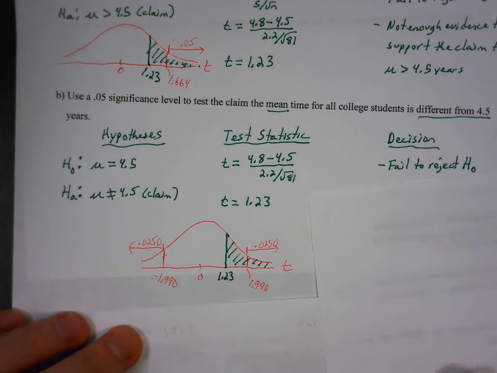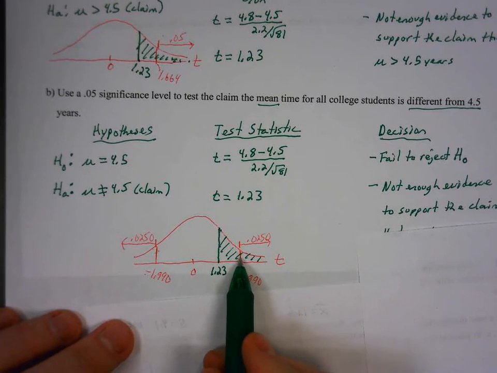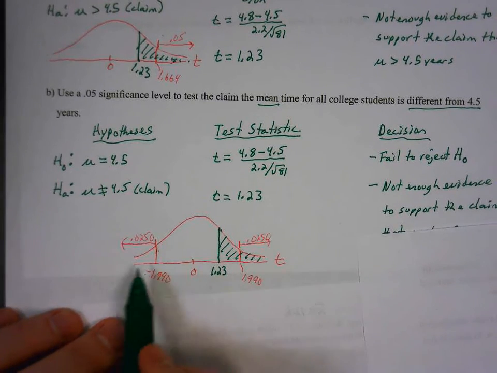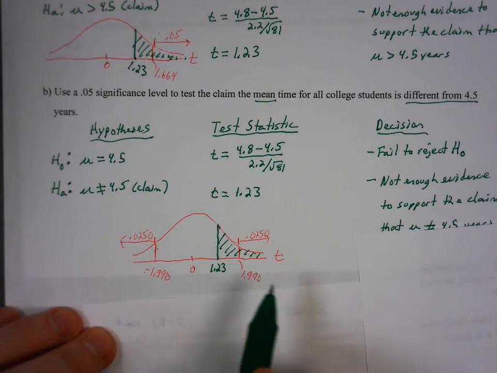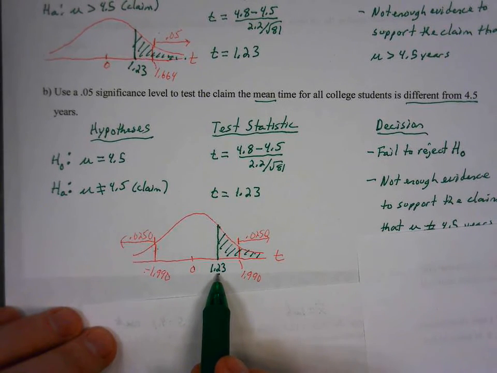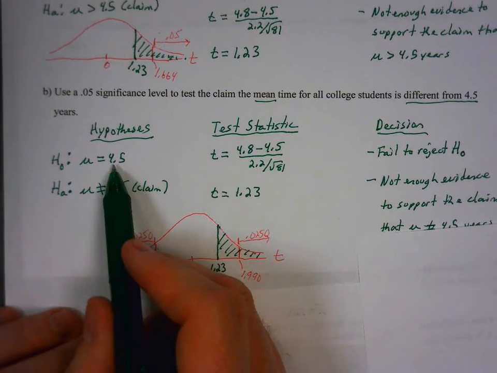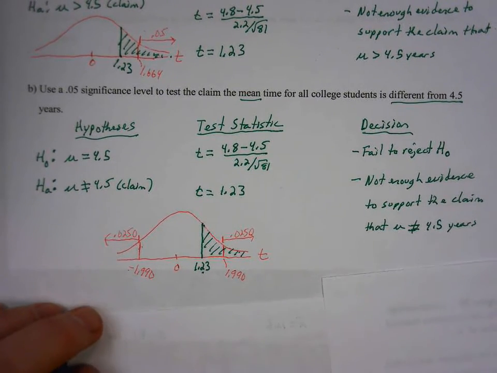So what does that tell us to do? Again, we're going to fail to reject H0 because that 1.23 is not extreme enough. It's not past the 1.990 on the right-hand side or to the left of negative 1.990. It's in neither one of those areas. So that t-score is not extreme enough, which means that sample mean of 4.8 was not far enough away from 4.5 to say that 4.5 was a bad assumption. So we failed to reject H0, meaning not enough evidence to support the claim that mu does not equal 4.5 years.